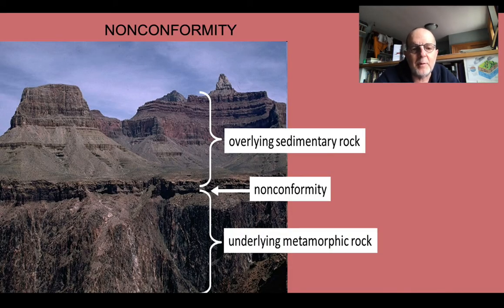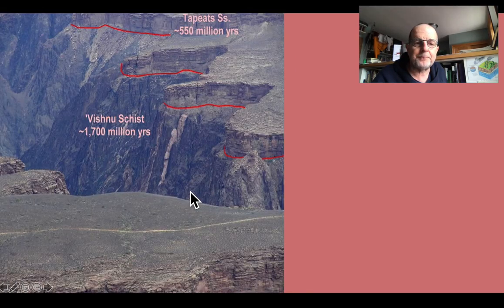Here would be an example of a nonconformity, the Grand Canyon. This is underlying metamorphic rock, 1.7 billion years old at the Grand Canyon. Then a break in time of 1.2 billion years when sea level covers the metamorphic rock and begins to deposit the new layers of sedimentary rock. So this is a huge break in time.